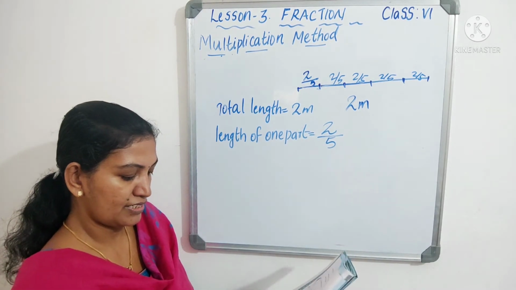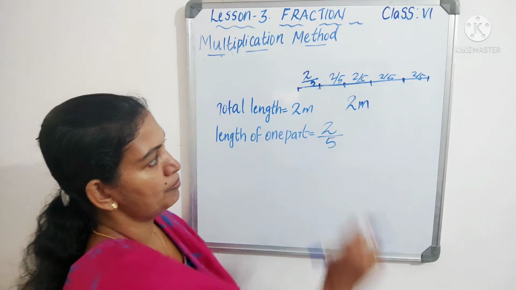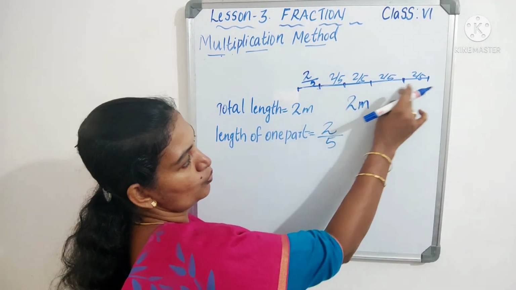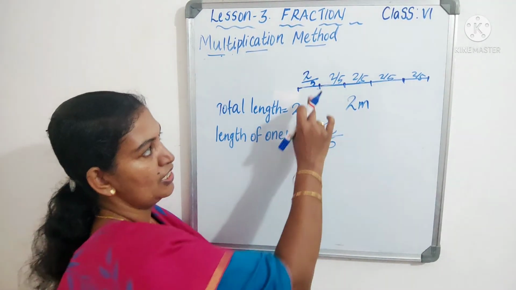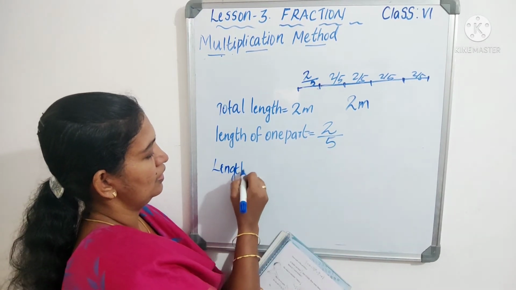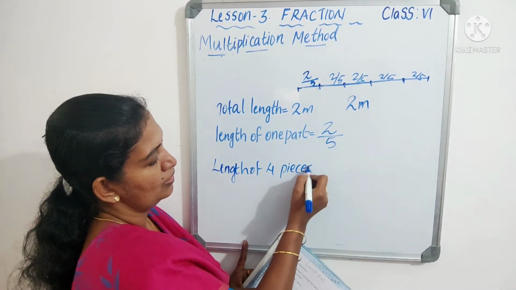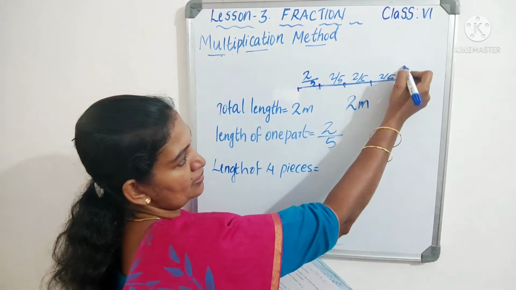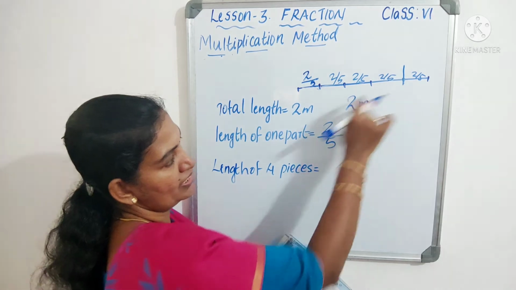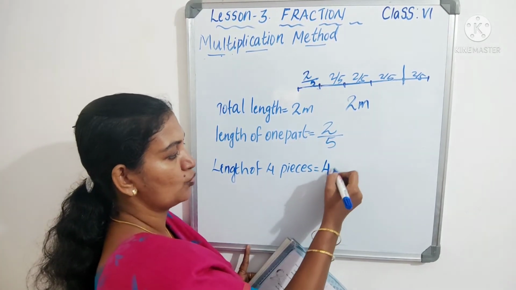Next, what is the total length of 4 such pieces? Here we can see how many pieces? 1, 2, 3, 4, 5. Total 5 pieces. You have to find the length of 4 pieces. Length of 4 pieces means what? What is the length of these 4 pieces that we have to find? How can you find the length of 4 pieces?